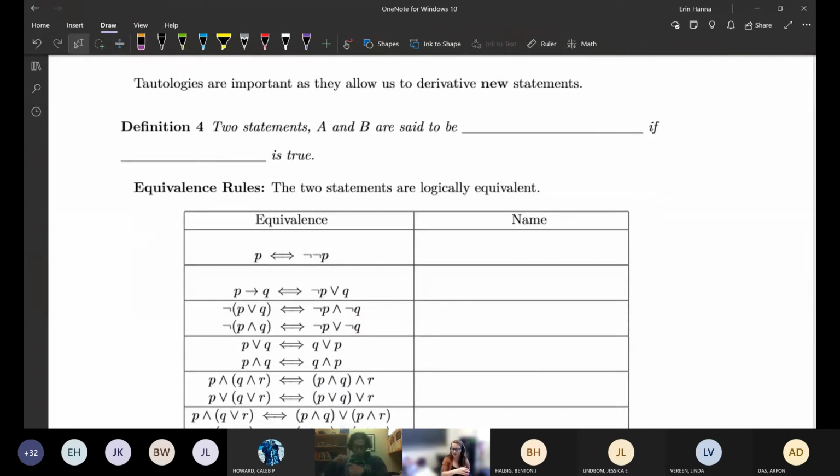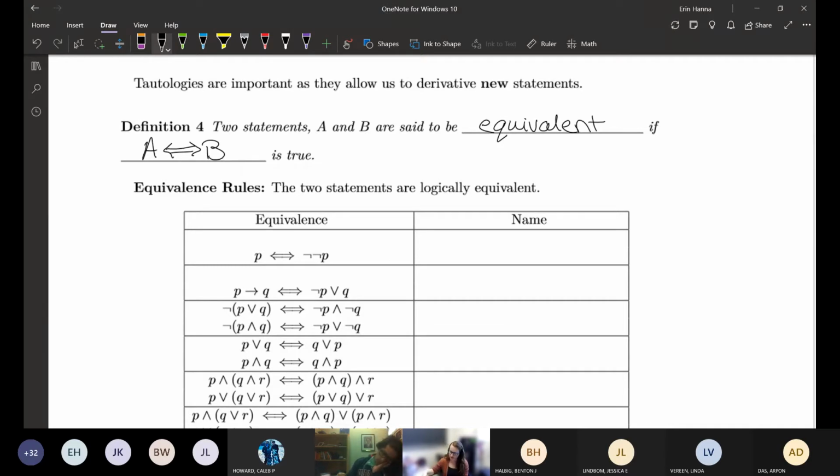Tautologies are important because they essentially allow us to derive new statements. We have one thing and we're able to go to a new thing that we also know is true. Two statements, A and B, are said to be equivalent if that double if and only if, essentially that therefore in both directions, is true.